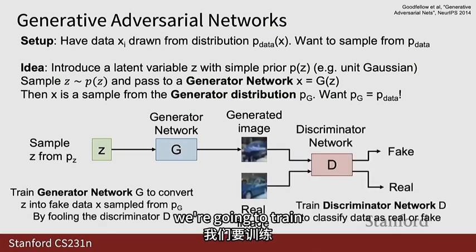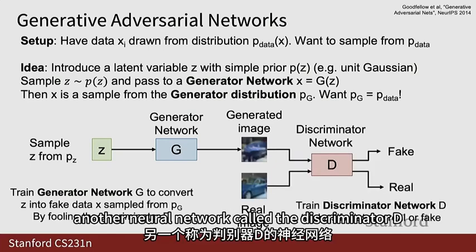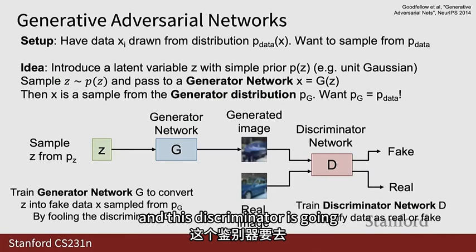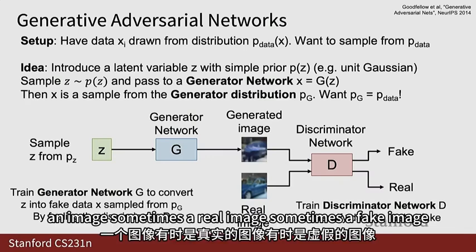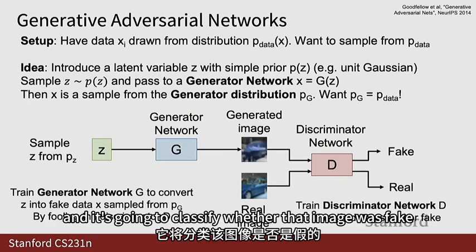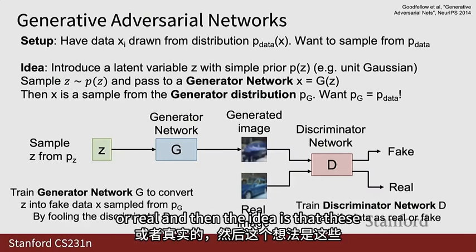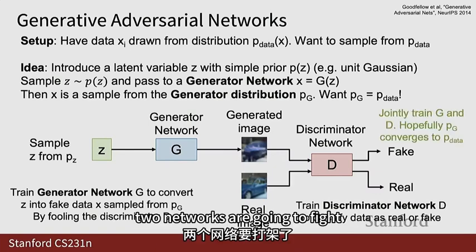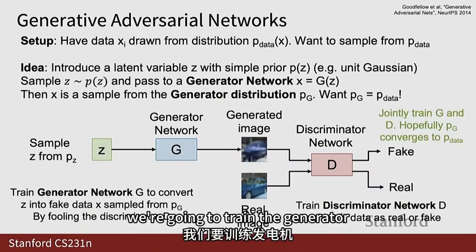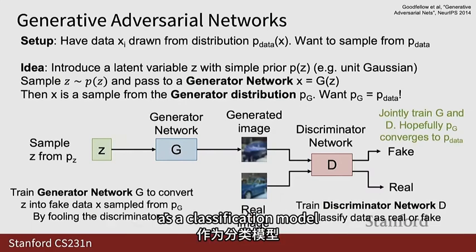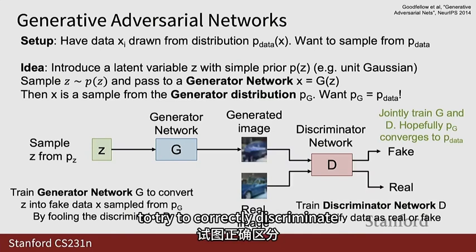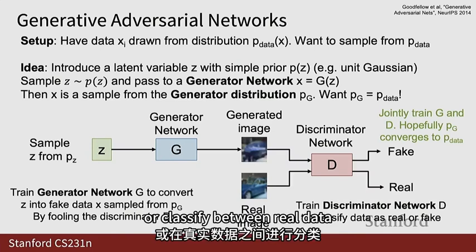So in particular, we're going to train another neural network called the discriminator, D. And this discriminator is going to be tasked with inputting an image, sometimes a real image, sometimes a fake image, and it's going to classify whether that image was fake or real. And then the idea is that these two networks are going to fight. We're going to train the generator to try to fool the discriminator, and we're going to train the discriminator as a classification model to try to correctly discriminate or classify between real data and fake data.